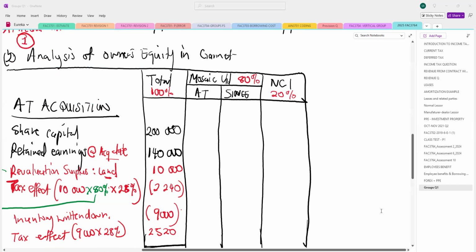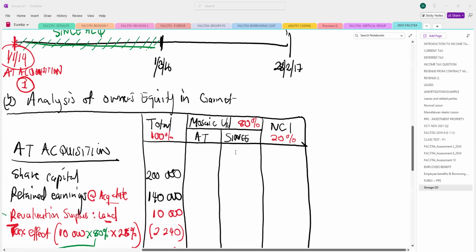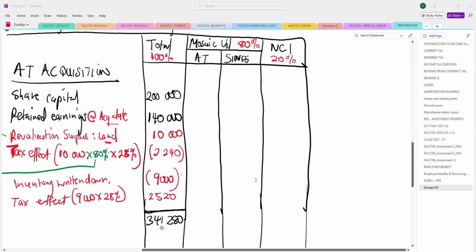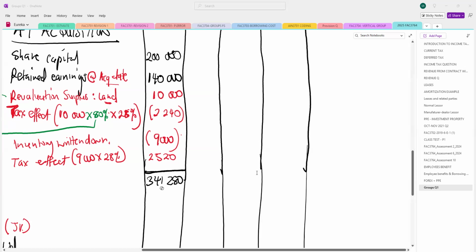Perfect. Okay, so now that we have the total, this is how much Garnet actually has in total. But this is my total column, my 100% column. So Moisek Limited purchased 80%. So of course their share of this will be 80%. So we're going to multiply 80% of the total. Of the total only, right? Multiplied by 80%, how much are we getting? 273,024. Perfect.